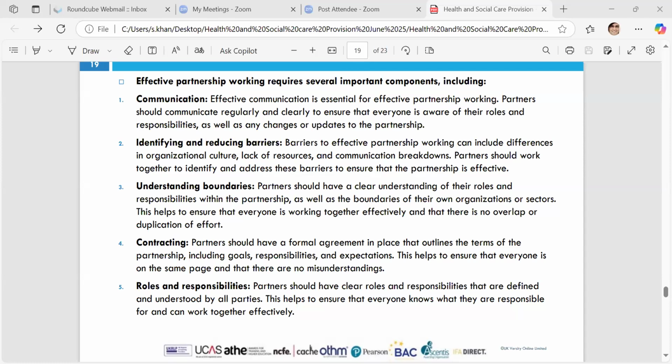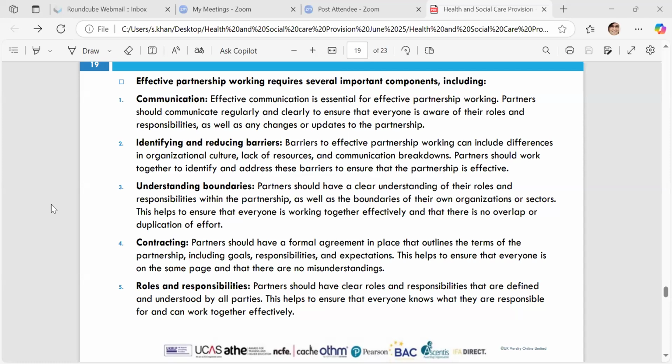Understanding boundaries means making sure that you're clear of your role and responsibility, and ensuring that everyone is working effectively together, and there's no overlap. When you're looking at understanding boundaries, there's no duplication, and everyone's clear and accountable for what they're doing.